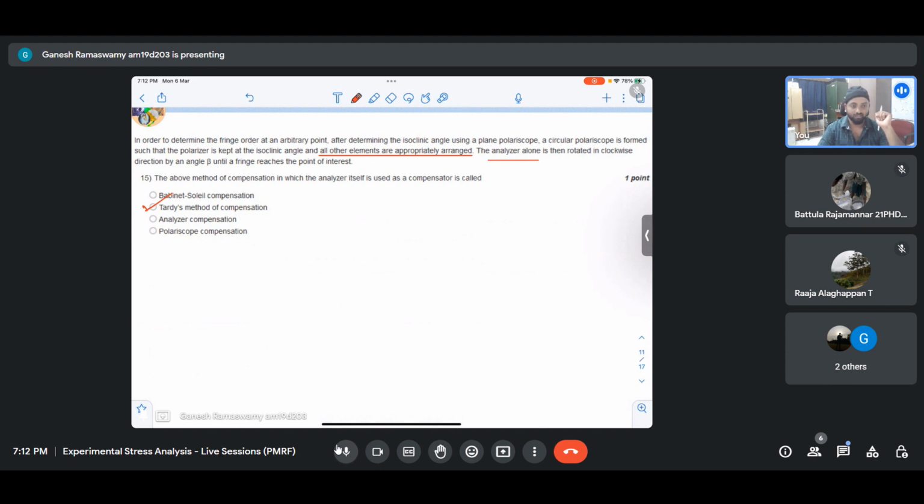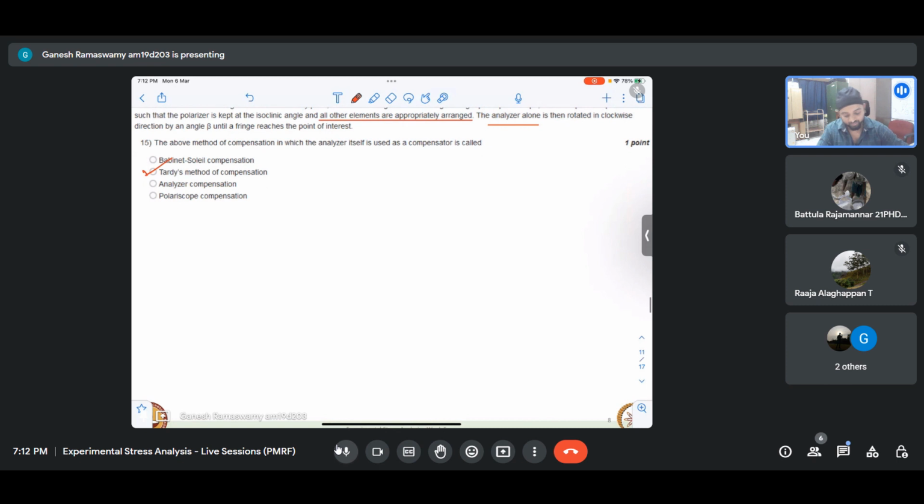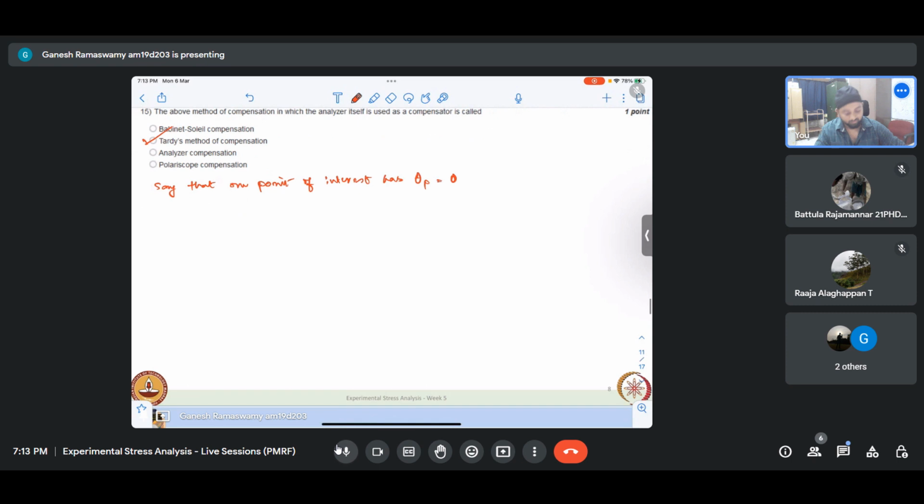This mathematically also we can see. Let us say that our point of interest has isoclinic angle as 0. Now, if I were to see my polarizer, let us say I have kept it at 0 and 90 only, so nothing changes. So I have kept this like that with my reference axis 0, 1. And then I have my first quarter wave plate, call it at 135.